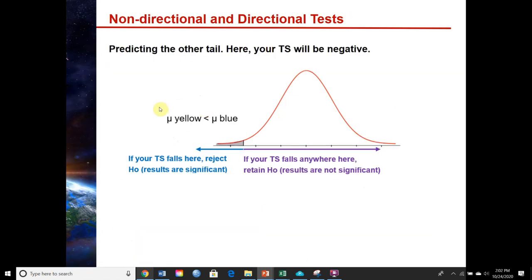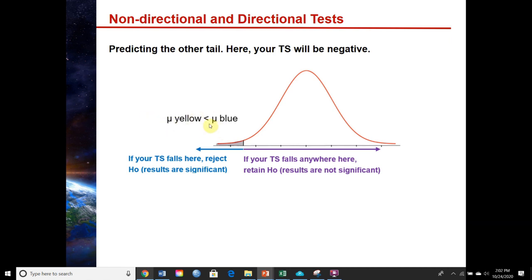Now, this is just reiterating what we saw on the previous slide. We said if you predicted that yellow was going to be greater than blue, but in reality, you got X bars that said yellow is actually less than blue, then you just flip your hypothesis, change that direction sign. So this is your hypothesis, and find literature to support it. Okay.